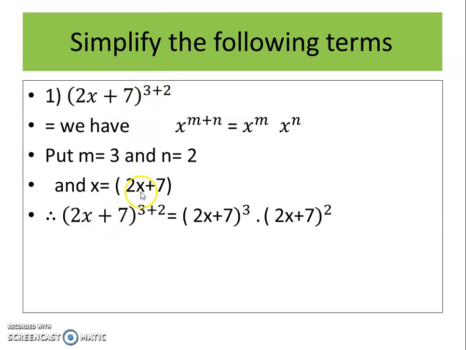That is in the form of a factor or linear function. So I put x is equal to 2x plus 7, m is equal to 3, n is equal to 2. So we derive in the form of x raised to m, that is 2x plus 7 raised to 3 into 2x plus 7 raised to 2. Most probably the exponent topic is used in algebra, so we have to introduce that also.